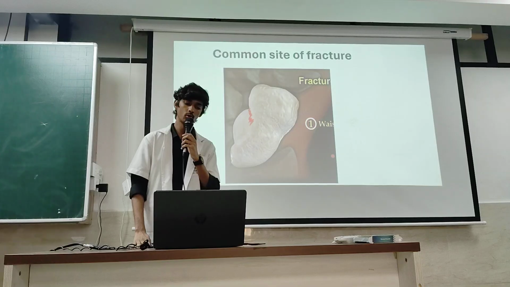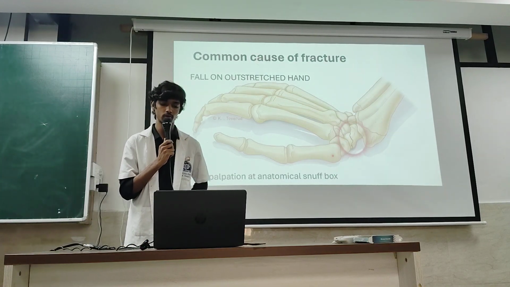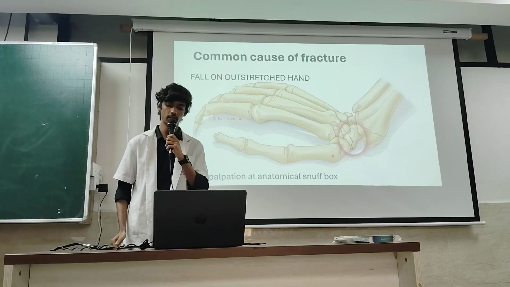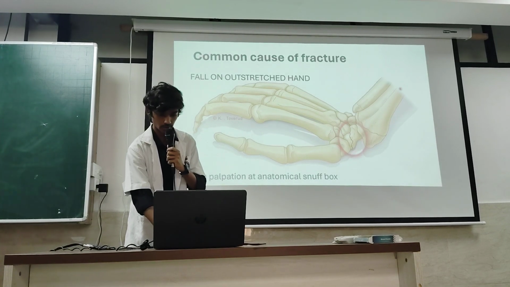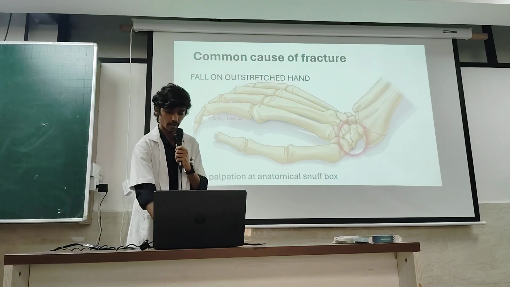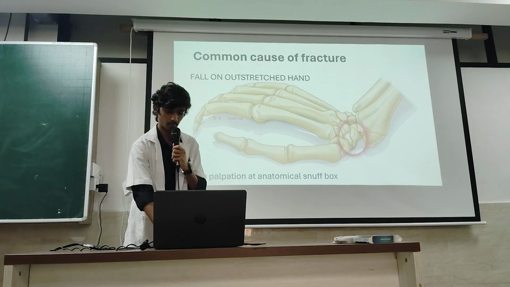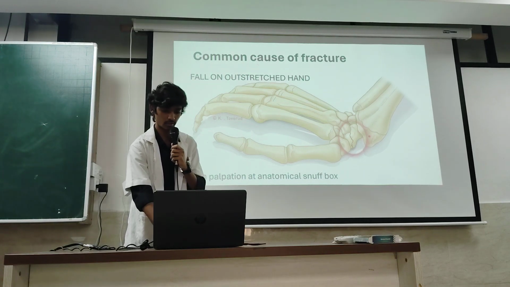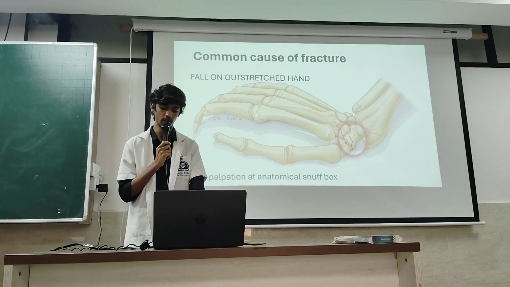And the most common cause of the fracture is also a fall on the outstretched hand, because when there is a fall on the outstretched hand, the weight transmission is through the radius, and due to the direct articulation of the scaphoid with the radius, it projects two vectors. One goes slightly upwards, which projects the body of the scaphoid a bit upwards, and the tendency of the scaphoid tubercle is to go downwards, which causes the fracture at the waist of the scaphoid.